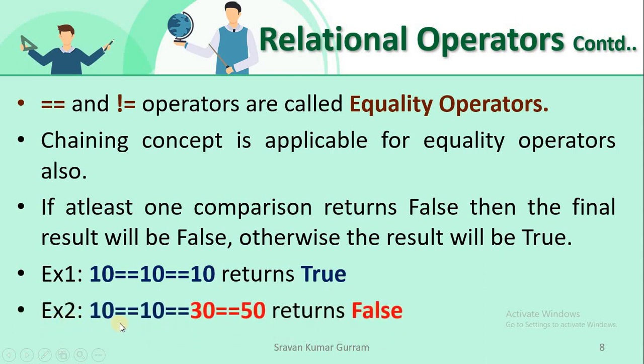Second example, 10 is equal to 10. This is the first comparison. The value is true. This is the second comparison. This is false. And 30 is equal to 50. This is also false. So the final result of this example 2 is false.